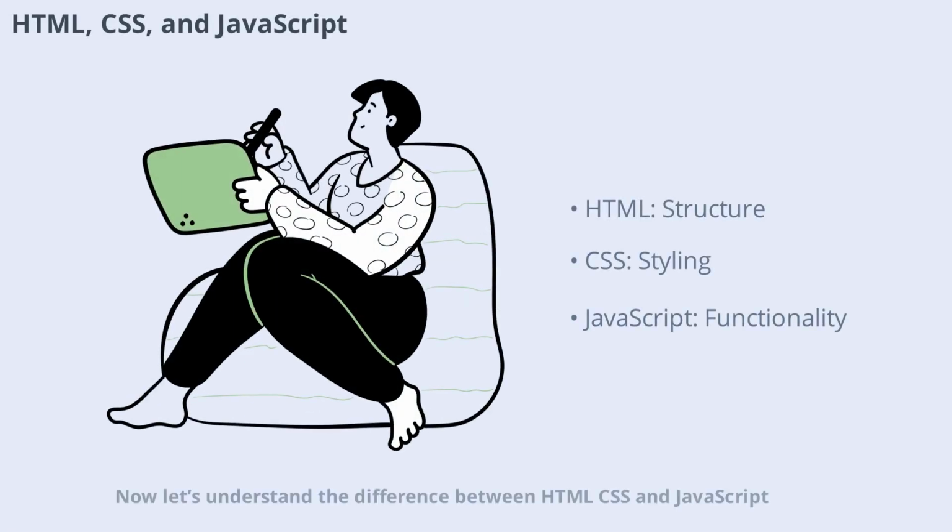Now let's understand the difference between HTML, CSS, and JavaScript. HTML creates the structure of a website, CSS adds design and styling, and JavaScript adds functionality and interactivity. Think of it like this: HTML is the skeleton, CSS is the appearance, and JavaScript is the brain that makes everything work. Each part plays a unique role in building a complete web page.